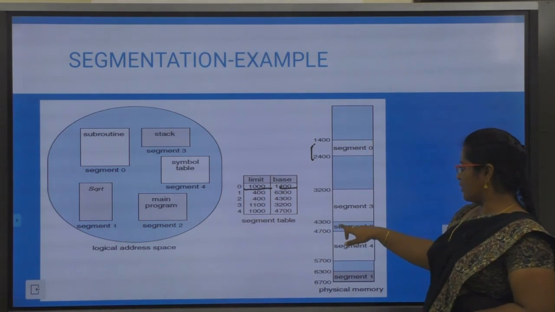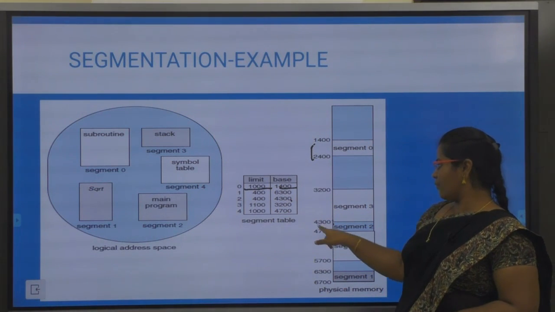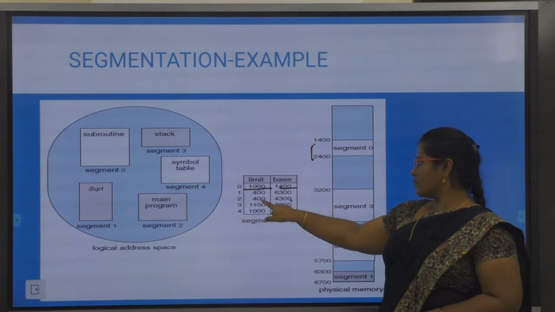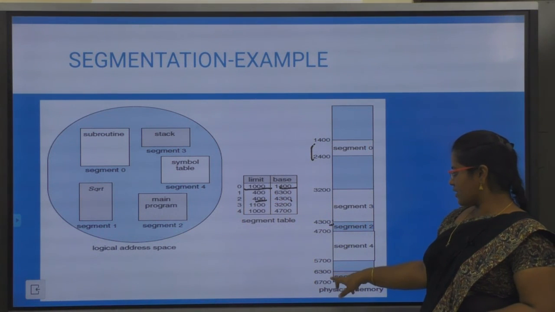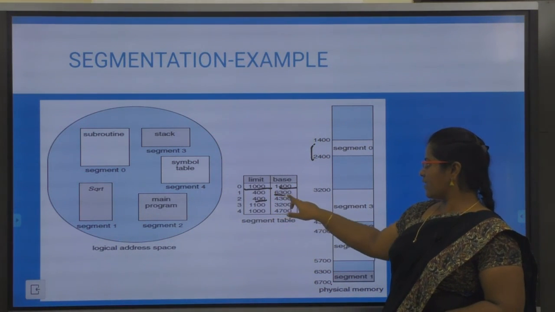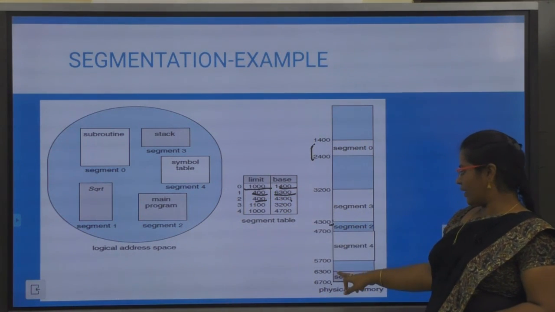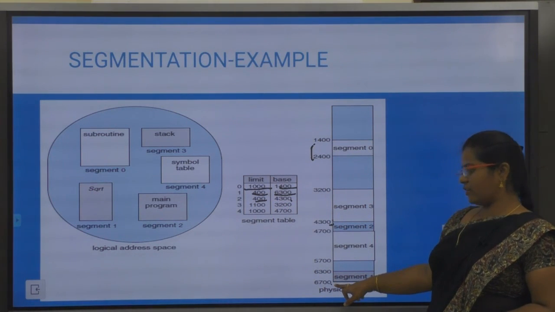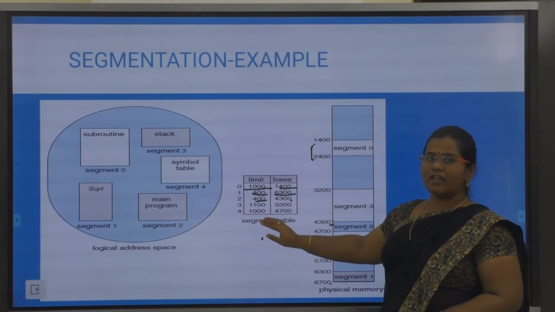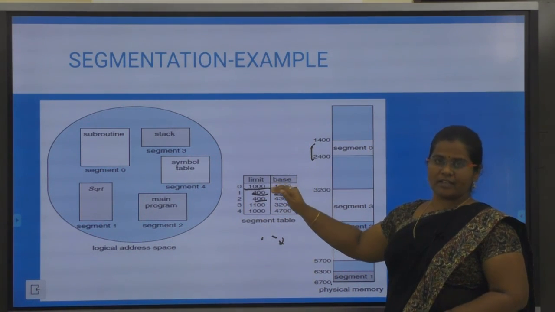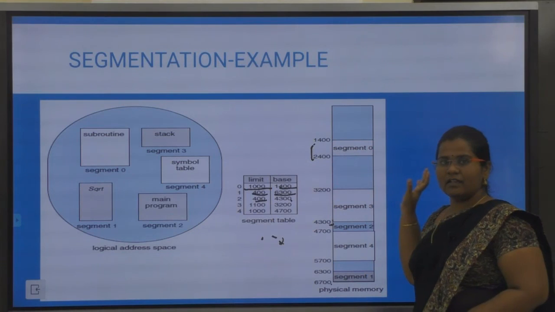In the same way, segment 2 starts from 4300 and has a size of 400 bytes, 4300 to 4700, so a limit of 400 bytes. And then segment 1 starts from 6300. So my base contains 6300 and the total size is 400. So the last address will be 6300 plus 400, that is 6700. Likewise, with the help of this segment table, from the generated logical address we will find the actual physical address in the main memory of that particular segment.